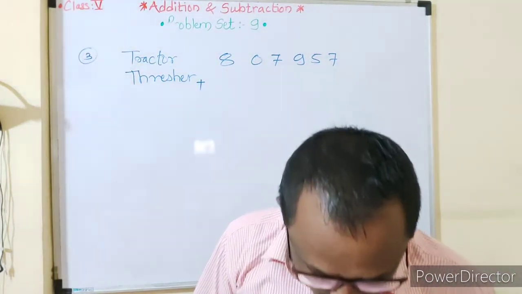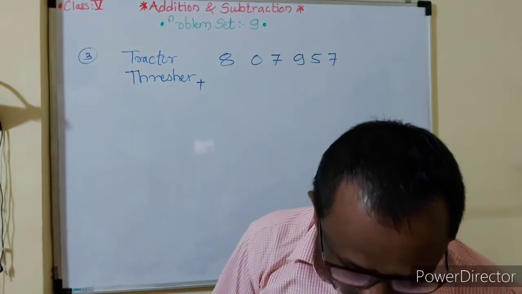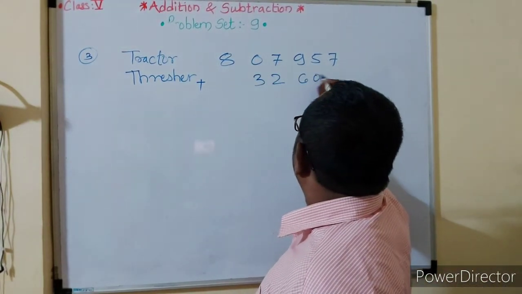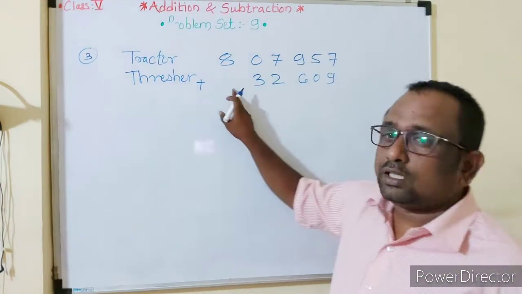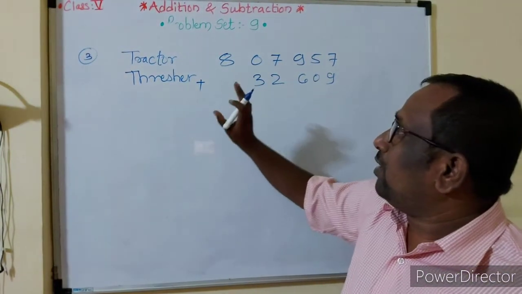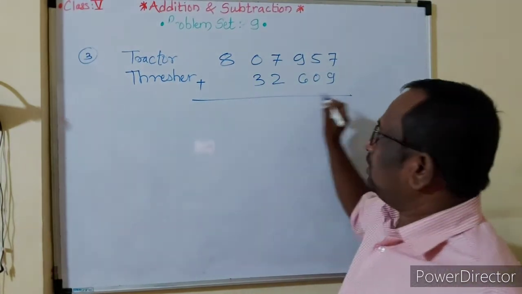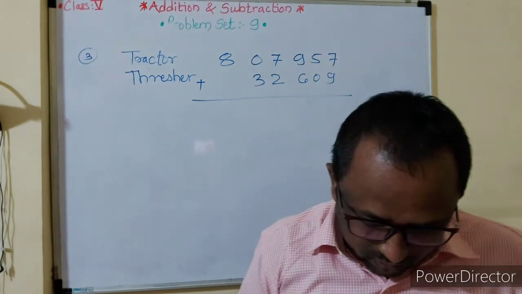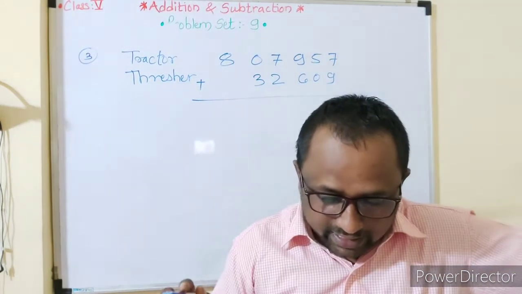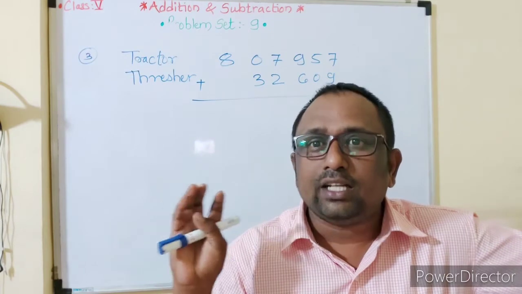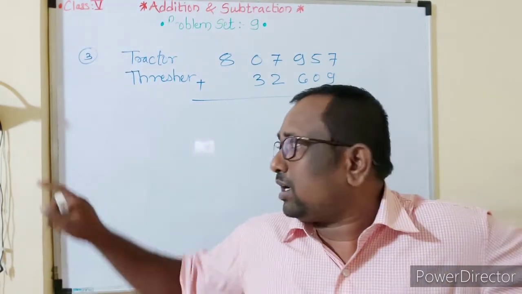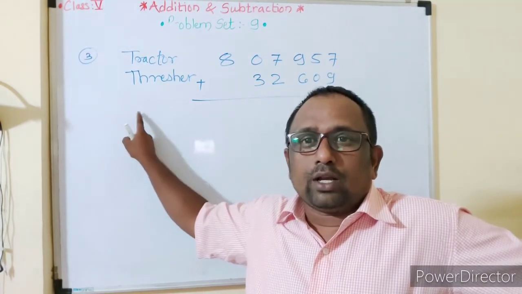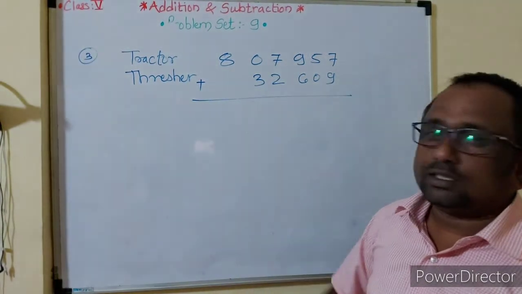Now the thresher's cost is 32,609. See here, students, one digit is less because this is 32,000. While writing the numbers, take precaution. Now, what do we have to find at last? How much money did he spend altogether? Means for the tractor and the thresher, Surekha Tai spent. So here you have to write the total amount spent by Surekha Tai. Whatever the answer, you have to find it by addition.